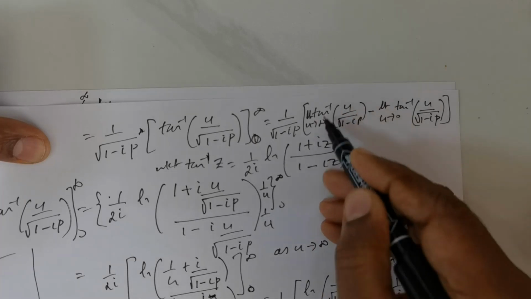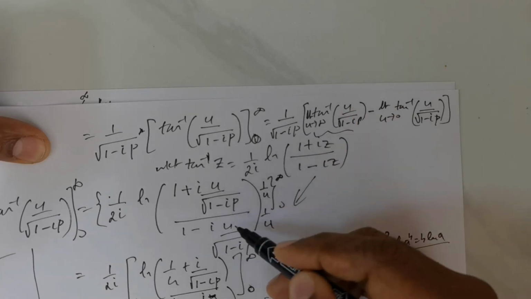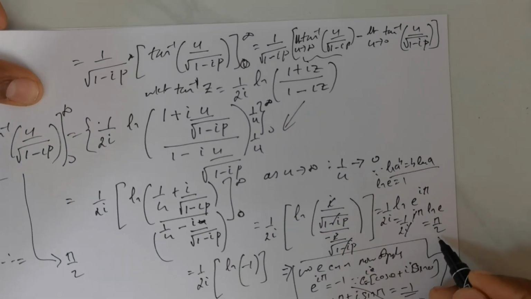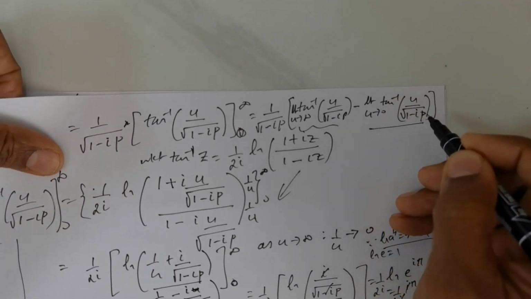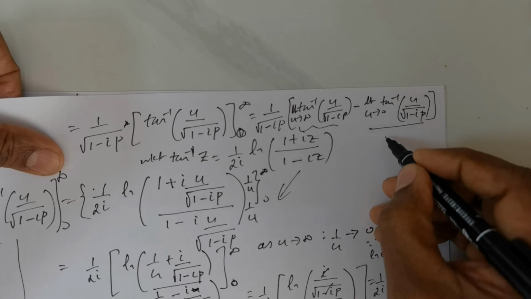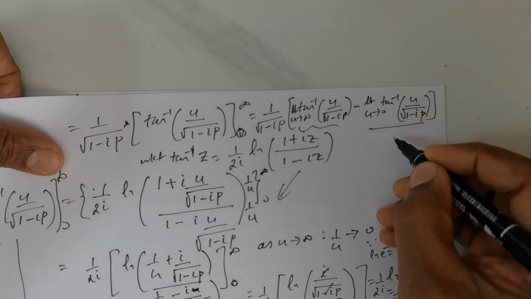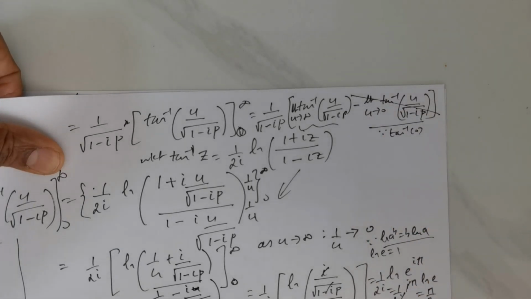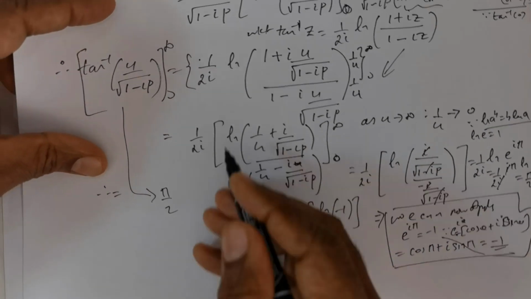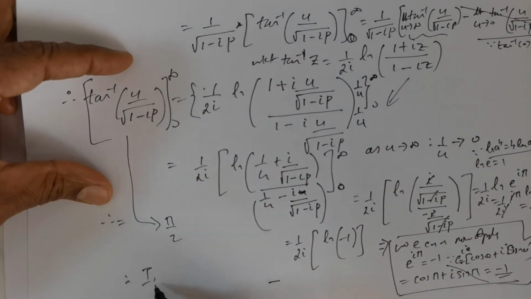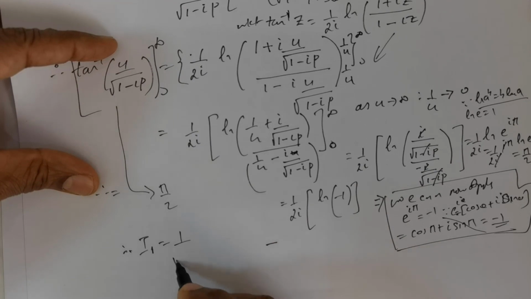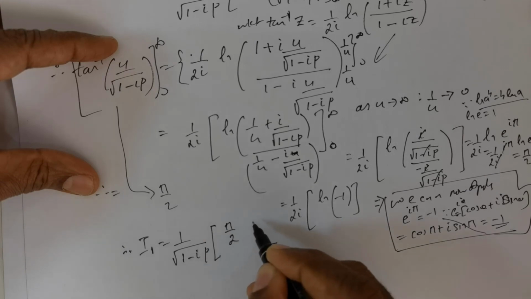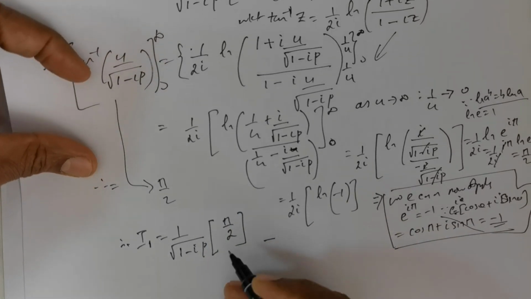So let me reiterate, to handle this I did this particular manipulation. So I have got that value. The value that I got is pi over 2. But for the lower limit, I don't have to do anything. I just need to set u to 0. When u is 0, I get tan inverse of 0, and tan inverse of 0 is equal to 0. So that would mean this vanishes. So all I am left with for this quantity I1 is 1 over root of 1 negative i times p, times pi over 2. This is what my I1 is.